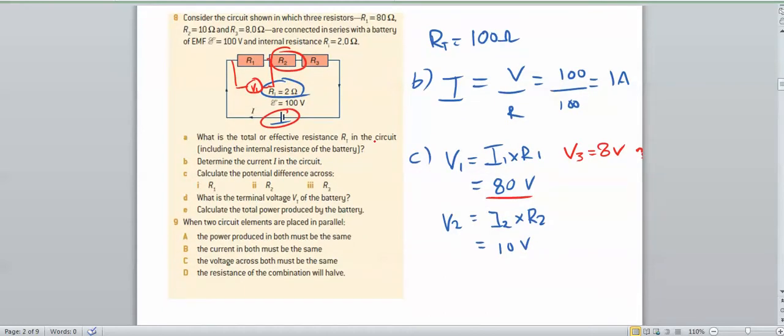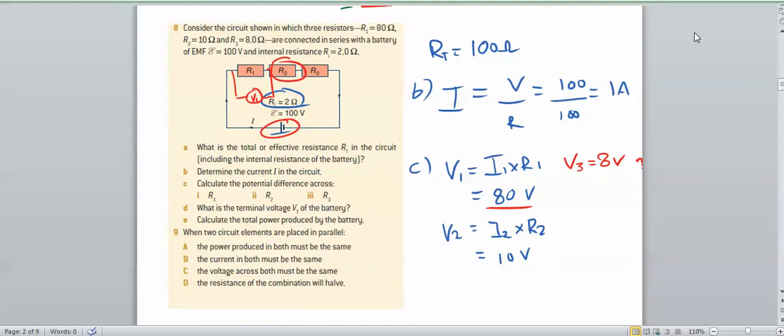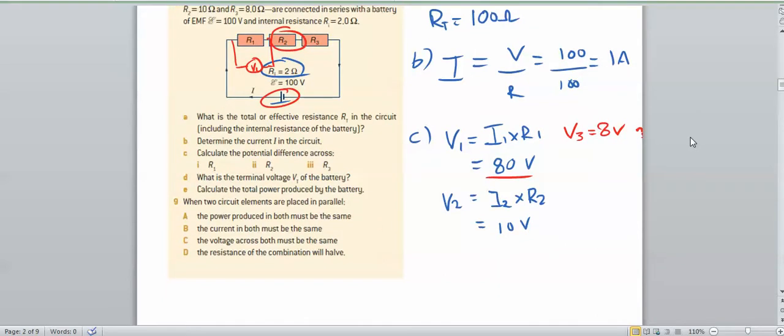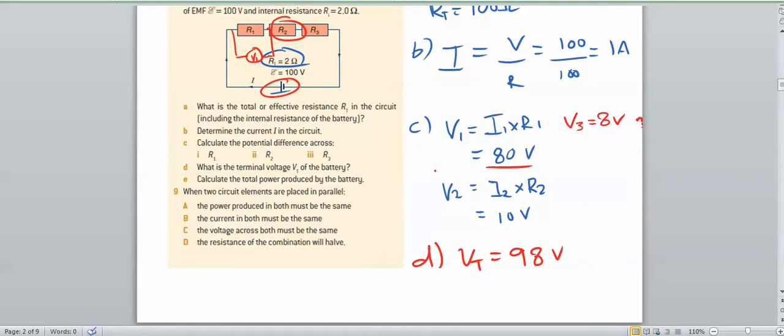What is the terminal voltage of the battery? Well, we've got a 100 volt supply, but there's an internal resistance inside the battery. So therefore, the terminal voltage is going to be the 100 take 2. So the terminal voltage, we'll call it V of T, is equal to 98 volts. Calculate the total power produced by the battery. Well, the power is equal to V times I. Now it's still outputting 100 volts, so there's still going to be 100 volts with 1 amp. So we've got 100 watts of power.